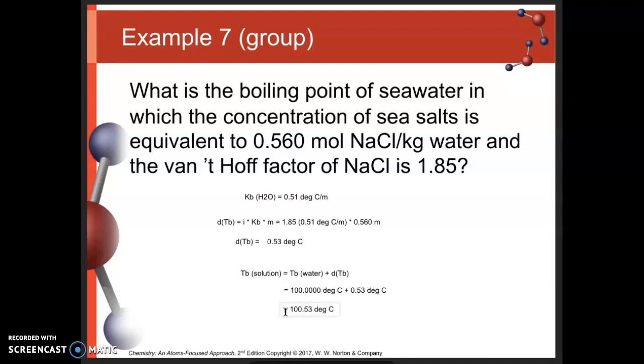So with a concentration that small and a relatively low boiling point elevation constant, we wouldn't anticipate a large increase in boiling point, only half of a degree essentially. So this is how you do those boiling point elevation and freezing point depression kinds of problems.